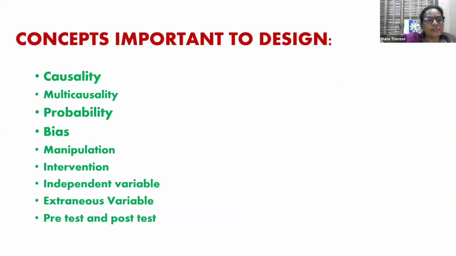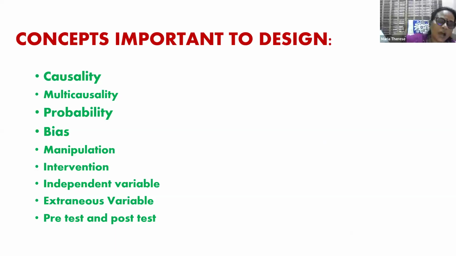The thing which I want to say is about the important concepts for the research design, the concepts you have to keep in your mind. The first one is causality. What do you mean by causality? Anybody knows causality? Causality refers to the relationship where one variable, the cause, directly affects another one, the effect: cause and effect. How one variable is affecting another one.